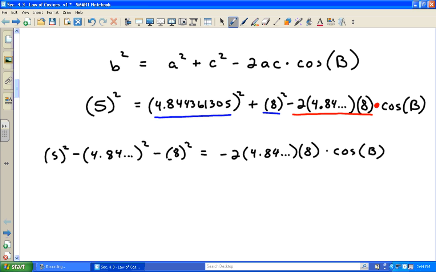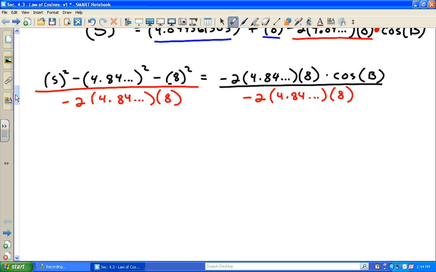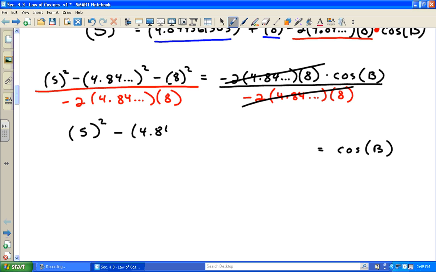of B. Okay, from this point I'm going to divide both sides by what's in front of the cosine. So negative 2 times 4.84 and so forth times 8. I'm going to divide this whole side by the same number. Okay, and then in that way I'll be able to have cosine entirely by itself. In other words, this cancels out with that. I end up with cosine of B on this side, and then everything else would represent the value of cosine of B.